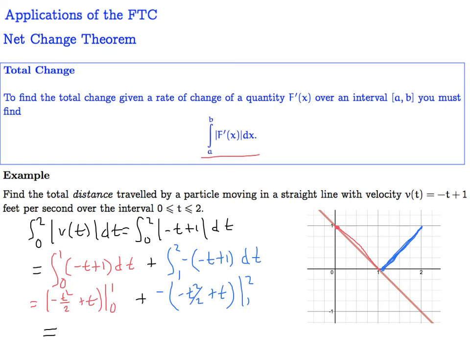And when I run these numbers through, for the first quantity I end up with 1/2, and for the second quantity I also end up with 1/2. So overall I get a total distance that my particle moved of 1 foot in total. So while if I look at the particle, its net distance was 0, it came back to where it started, overall to get there it moved a foot.